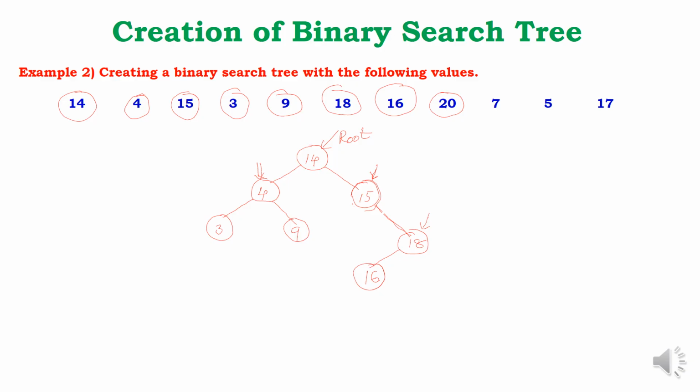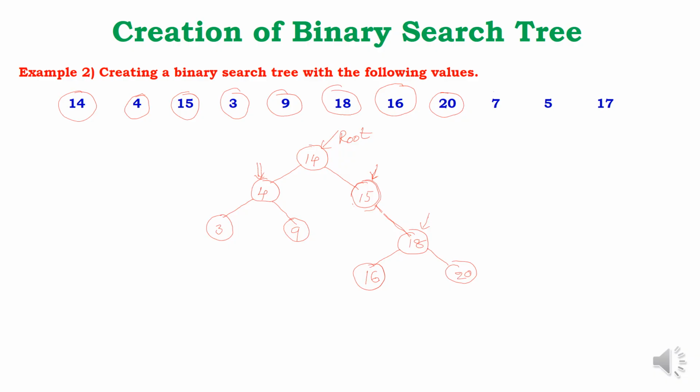Is 20 greater than 15? Yes, it is greater than 15. So is right null? No. Go to right node. Is 20 greater than 18? Yes. So is right of 18 null? Yes, it is null. So 20 is added at right of 18.